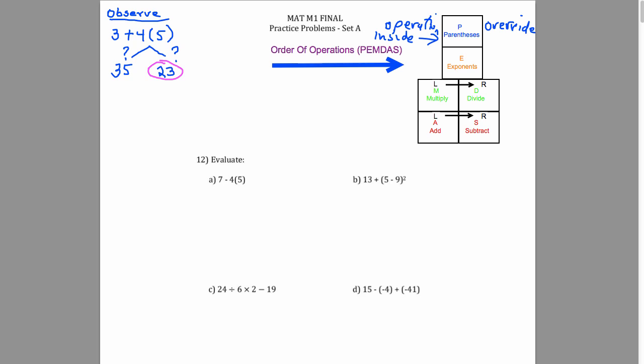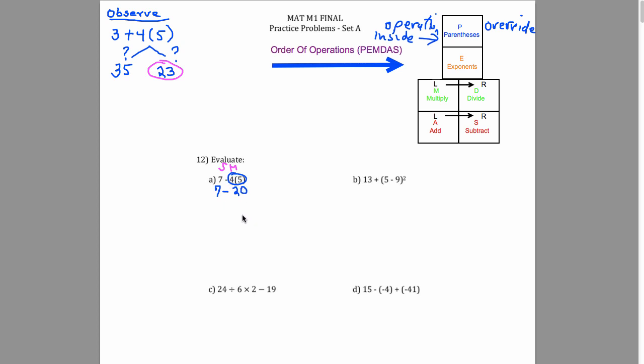So problem number 12a. We see there are two operations going on. The first one is subtraction, and the parentheses indicate multiplication. So the order of operations demands that we multiply first. So I'm going to say 7 minus, I'm not subtracting yet, because the 4 is being multiplied, so I have to multiply first. So 4 times 5 will give me 20.